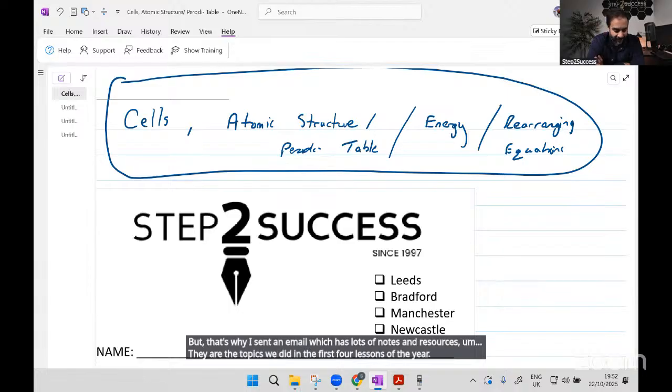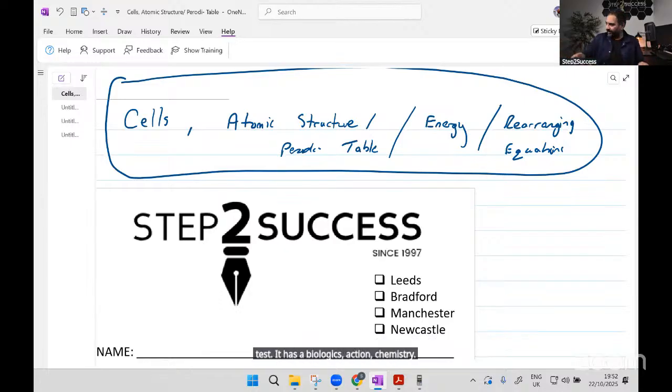From September, we did cells, we did atomic structure and chemistry, we did energy and physics, we did rearranging equations in maths. You get all of them together in one test. It has a biology section, chemistry, physics, maths. It's all one document. Got an example of it there.